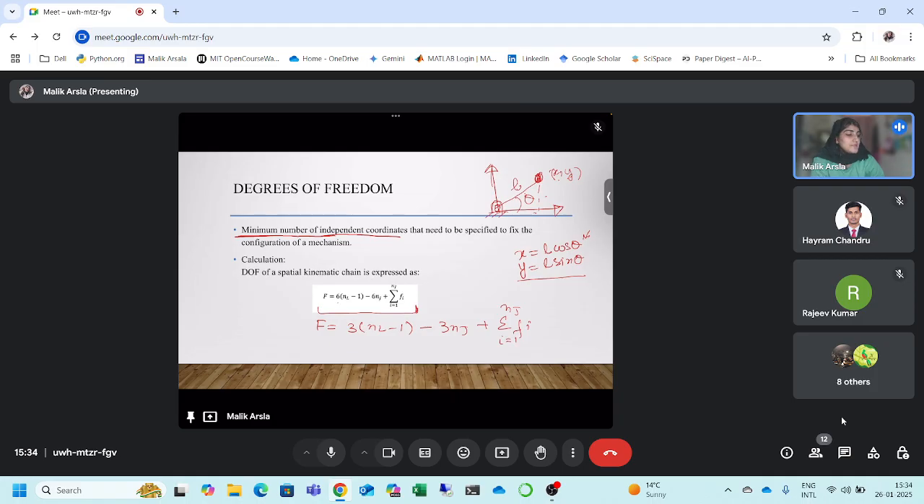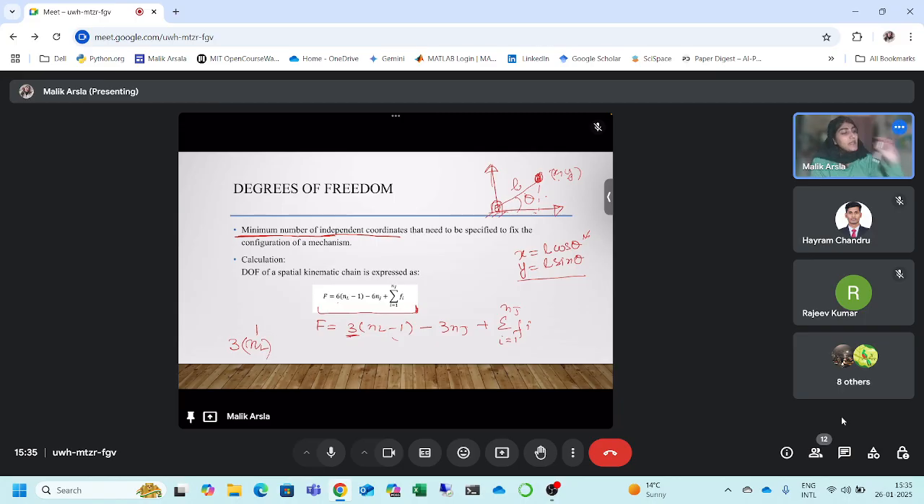So, like I mentioned, any link in this planar case will have 3 degrees of freedom. If we have one link, it will have 3 degrees of freedom. So that is why we multiply with 3. Now why does this minus 1 come? You must have studied this in the lecture, so I will not elaborate on it.